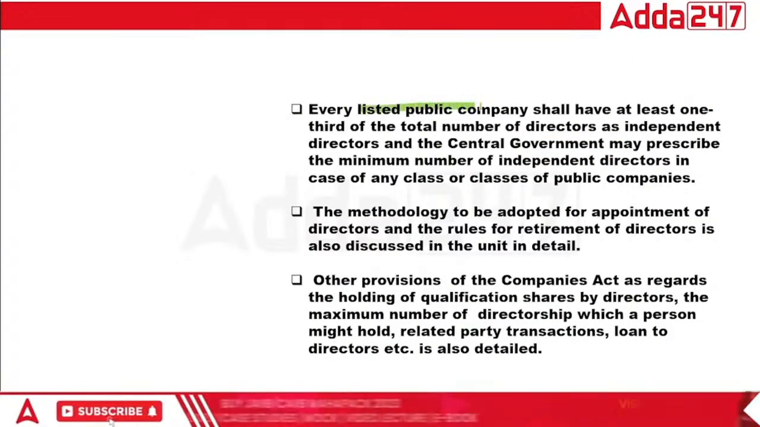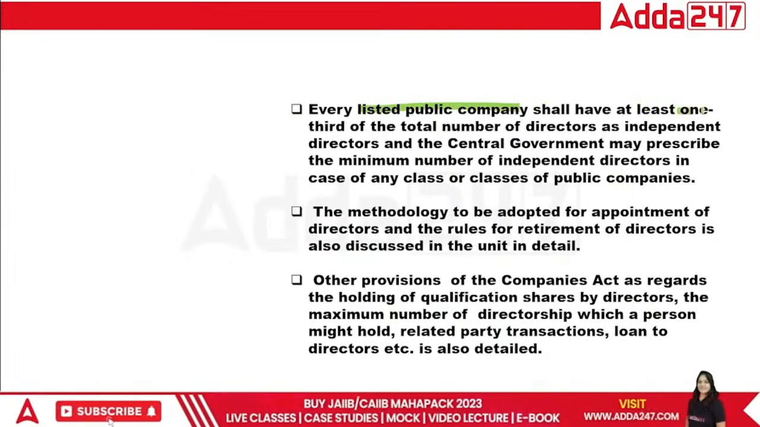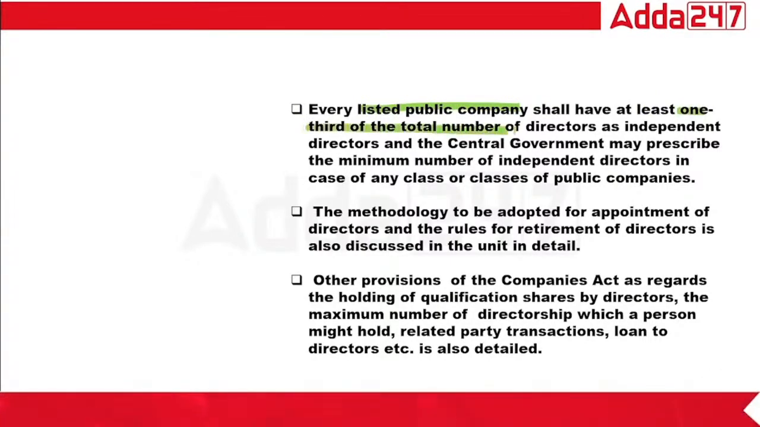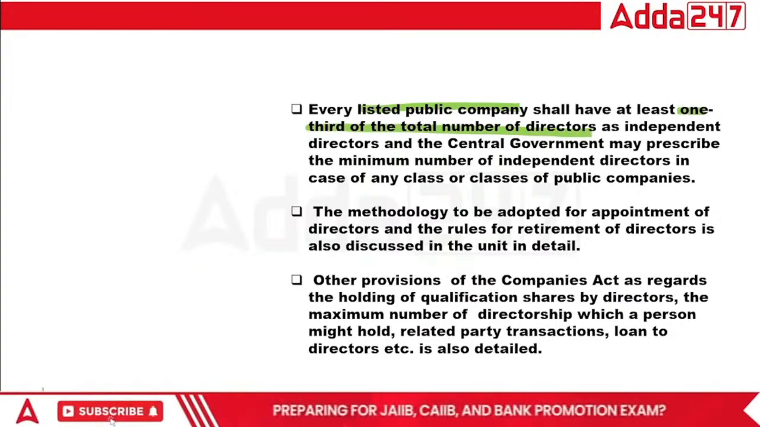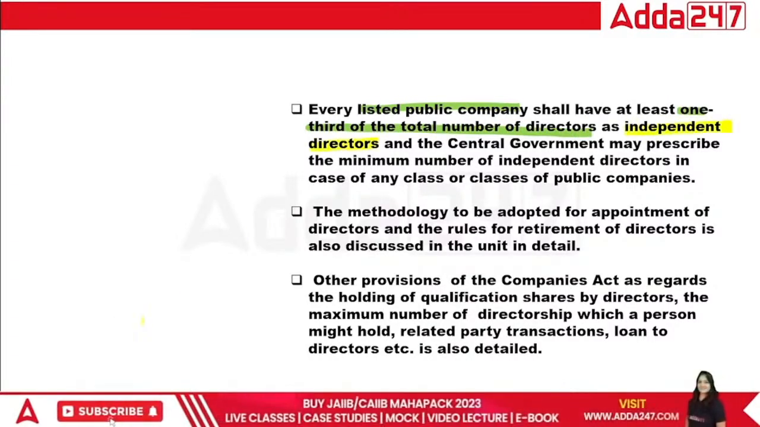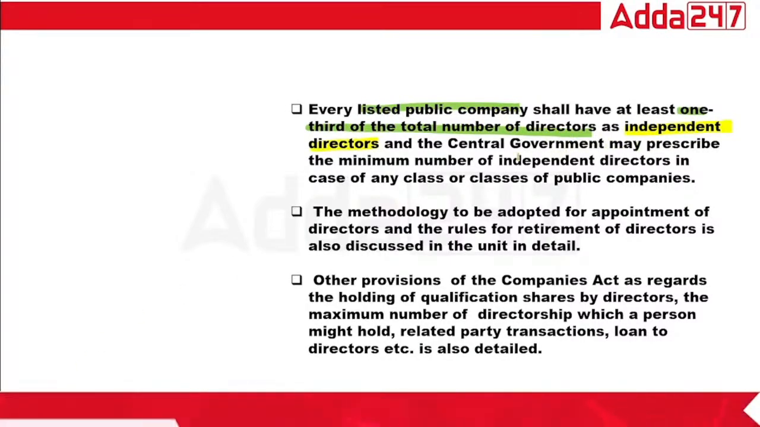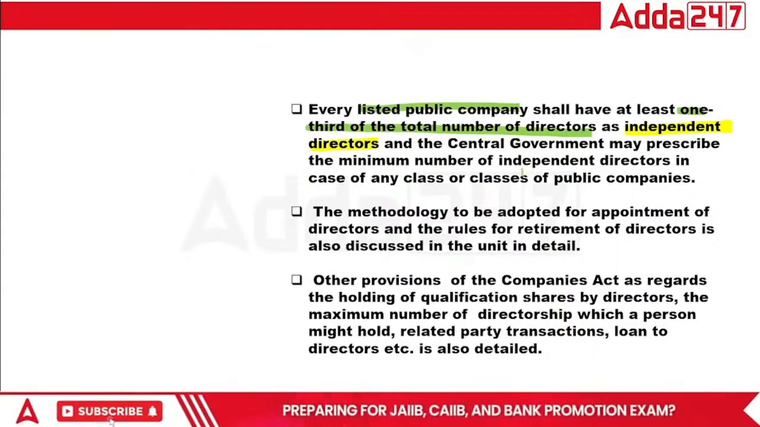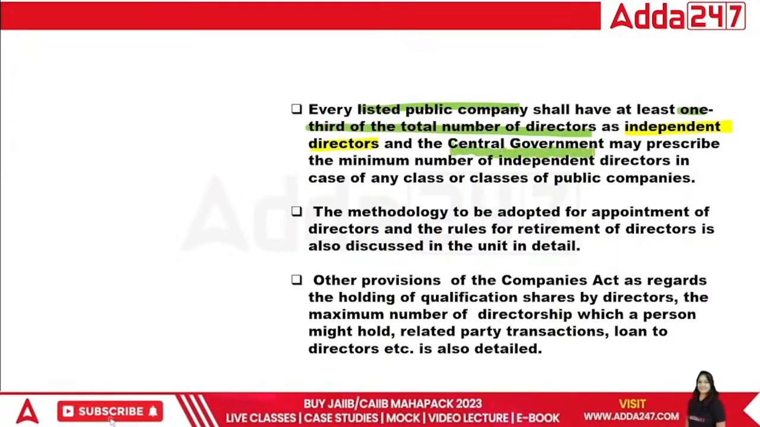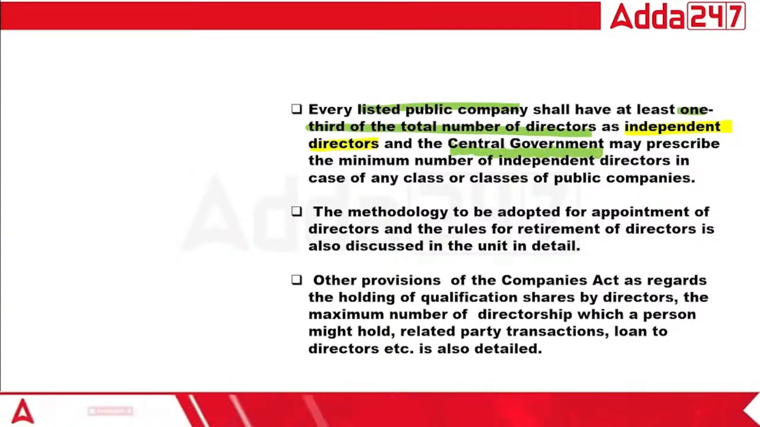Every listed public company shall have at least one third of the total number of directors as independent directors. The central government may prescribe a minimum number of independent directors in the case of a class of public company. So who will decide? The central government. An independent director does not work under the control of any other person.